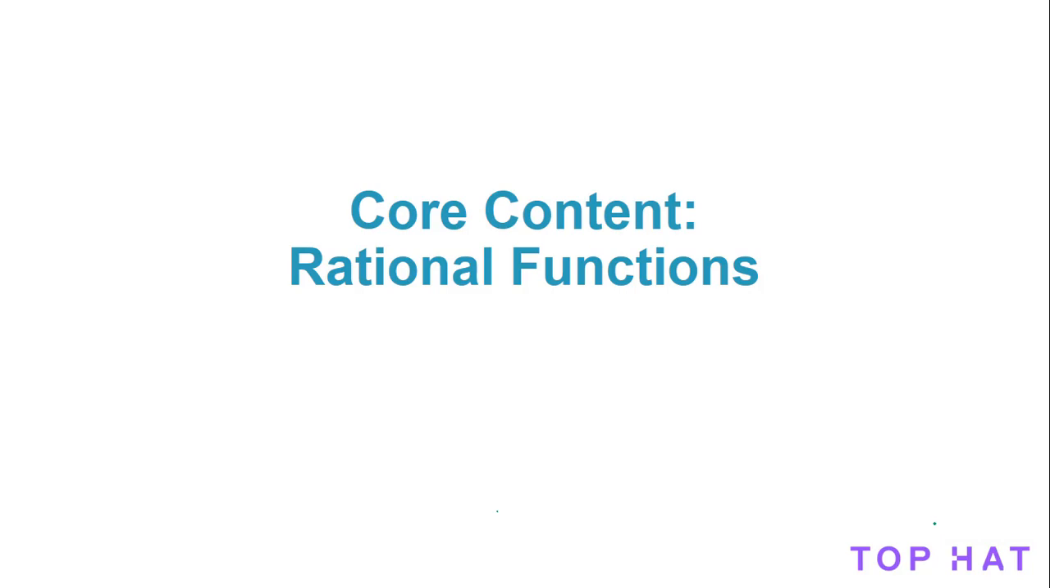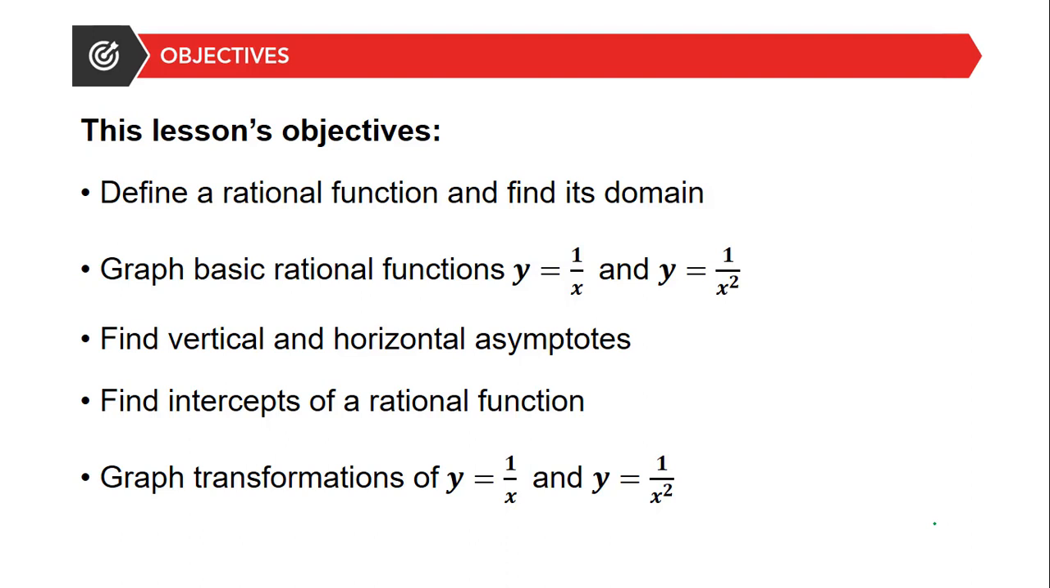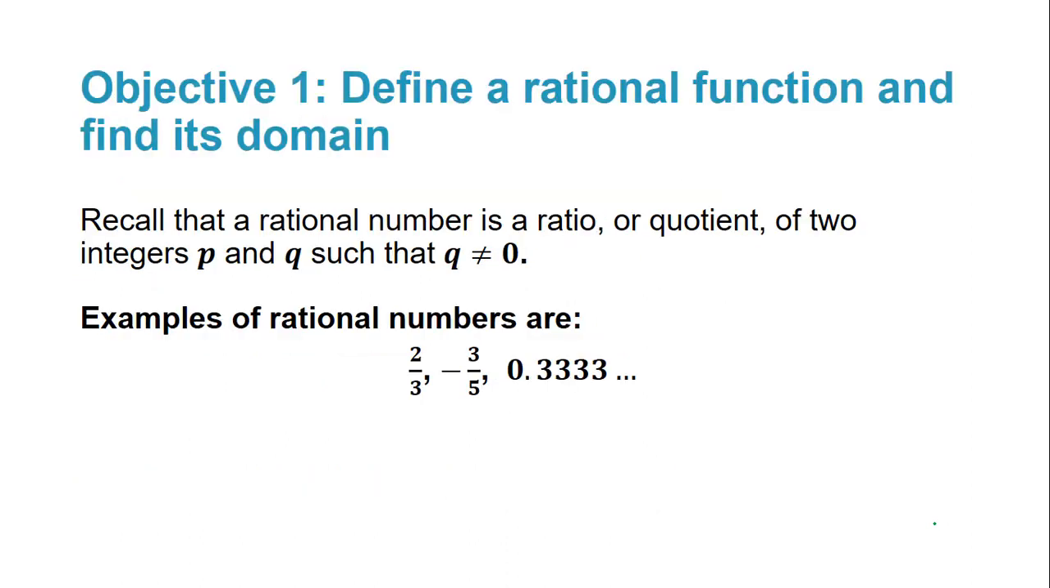Hi, we're going to begin a series of videos on the concept of rational functions. Over the next few lessons, we'll cover what is a rational function and how do we find its domain. We'll graph basic rational functions, y equals 1 divided by x and y equals 1 divided by x squared. We'll find vertical and horizontal asymptotes, find intercepts of a rational function, and finally graph transformations of these basic rational functions. So the first objective is to define a rational function and find its domain.